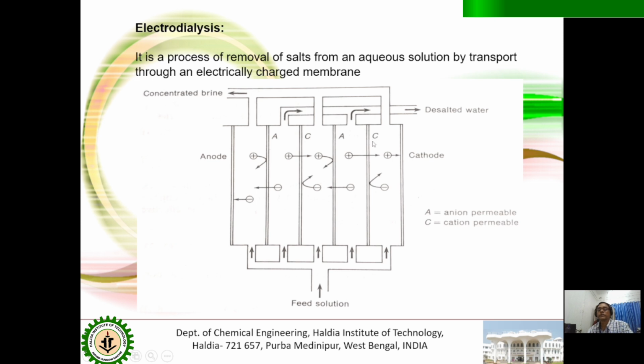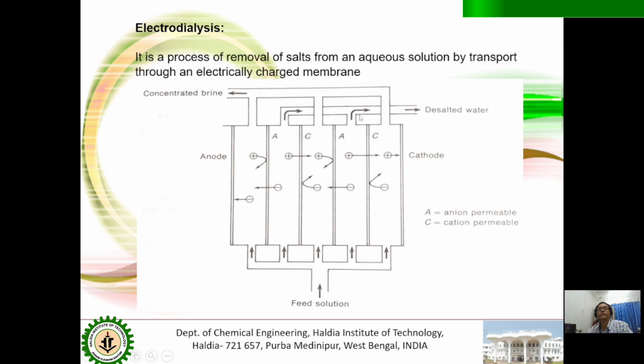But in a cation exchange membrane, the cation will permeate, but the anion will be rejected. So in a solution, say in this chamber, the concentration of anion will remain the same, but the concentration of cation will increase. And in the other chamber, the anion will decrease and the cation will increase.